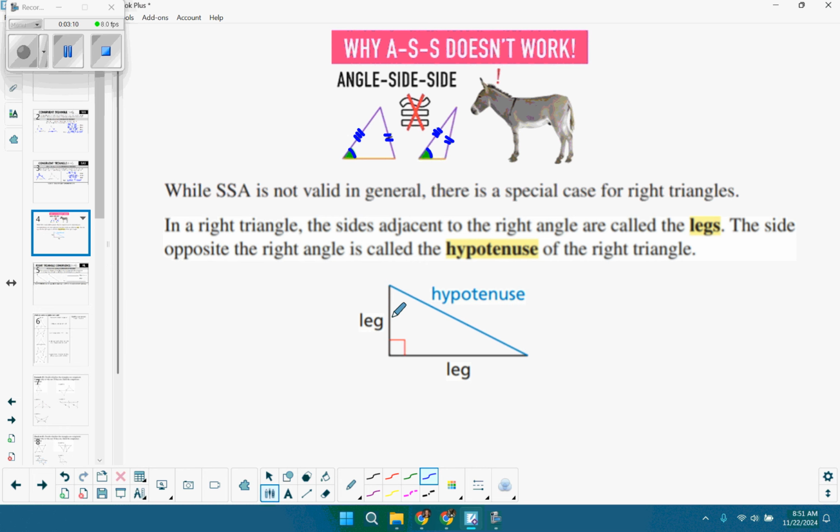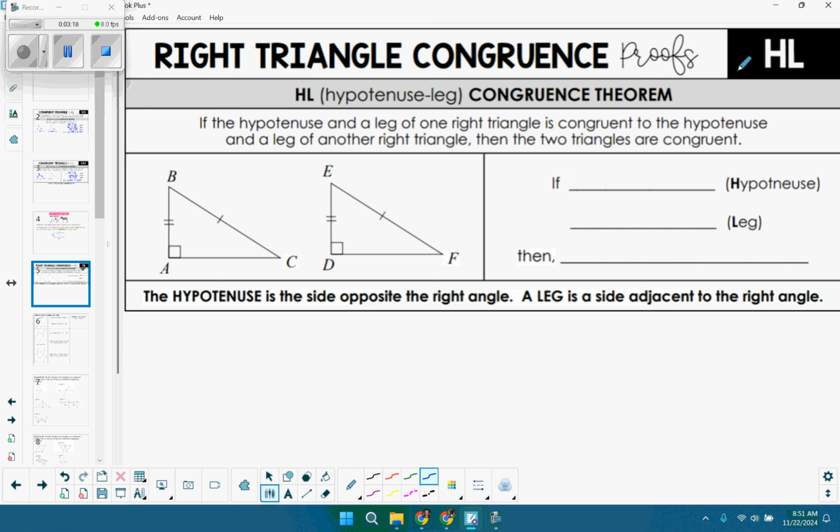But it can work if it is a right triangle. So HL stands for hypotenuse leg. And that's going to look like ASS or SSA, but in a right triangle. The hypotenuse is always defined as the side across from the right angle. So if I draw an arrow from the right angle, it points to the hypotenuse.